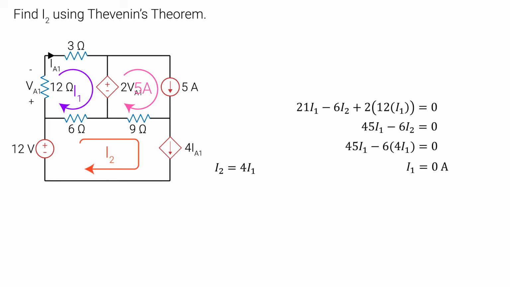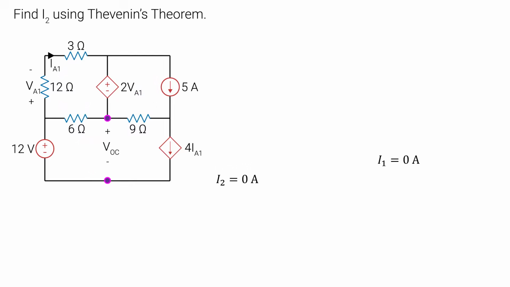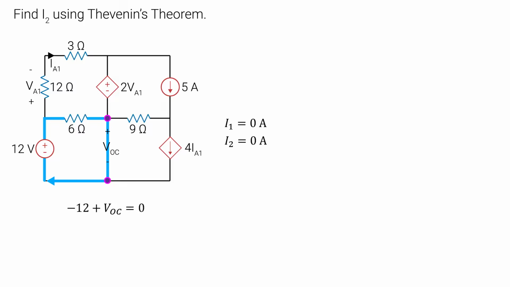We get I1 is equal to 0 amps. That means I2 is also 0 amps. Well, that certainly makes things easier. Let's write a KVL equation for this loop. Remember, there is no voltage in this 6 ohm resistor since the current is 0. We see that VOC is 12 volts.